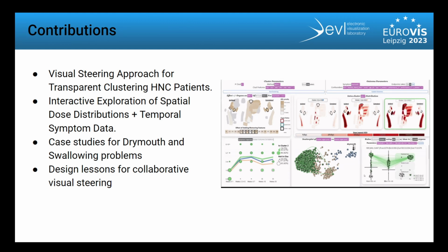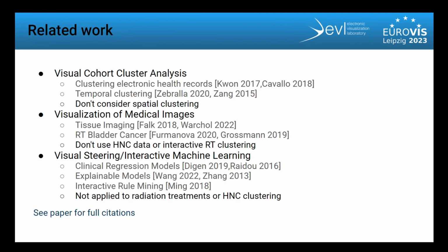Finally, we provide design lessons gained through this collaborative design. Related work in this field includes prior approaches for visual cohort clustering with temporal health record data and shape features. For medical images, visual systems have been built for tissue imaging and bladder cancer. However, most of these works don't deal with high-dimensional interactive feature selection, head and neck cancer, or temporal symptom outcomes.